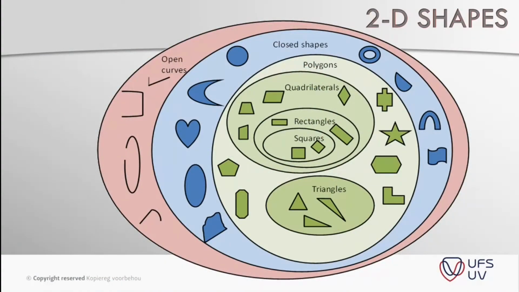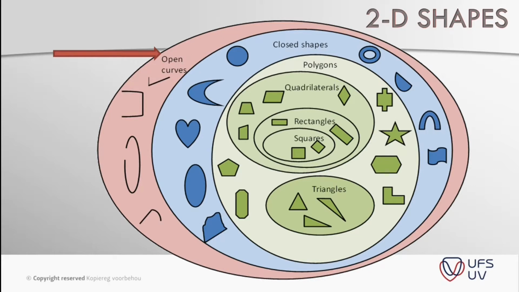Look at this Venn diagram of 2D shapes: squares, rectangles, quadrilaterals, polygons, closed shapes, open curves.